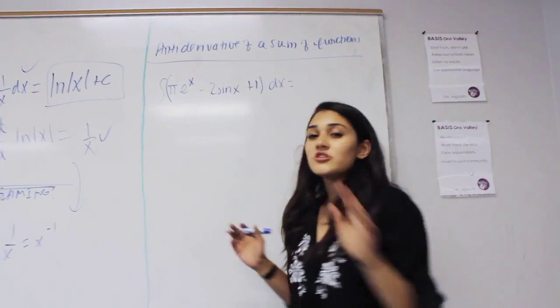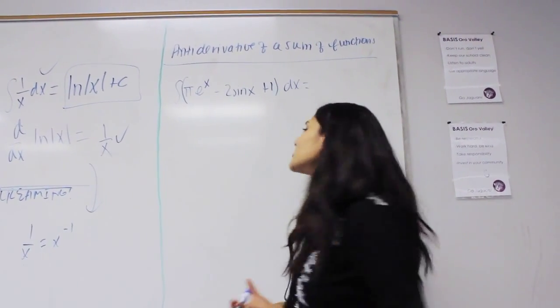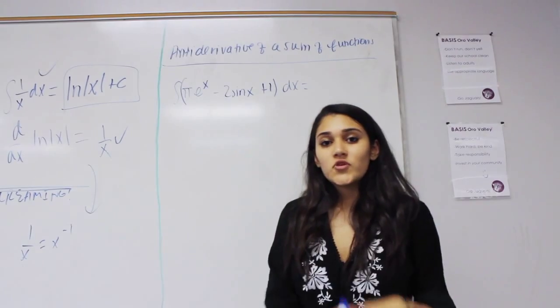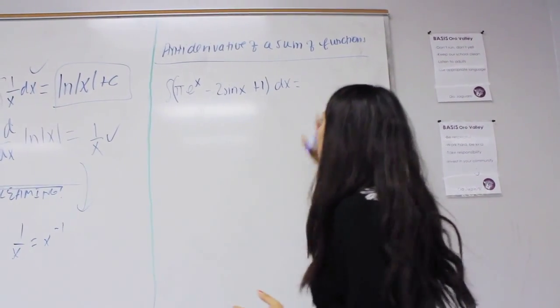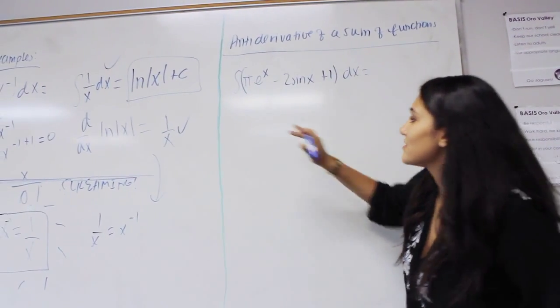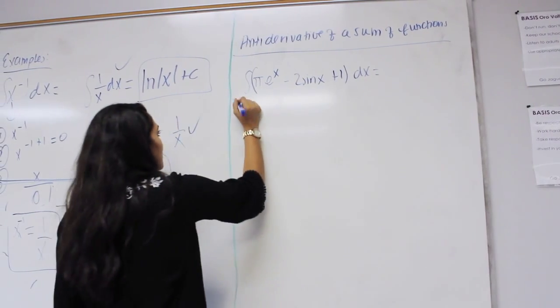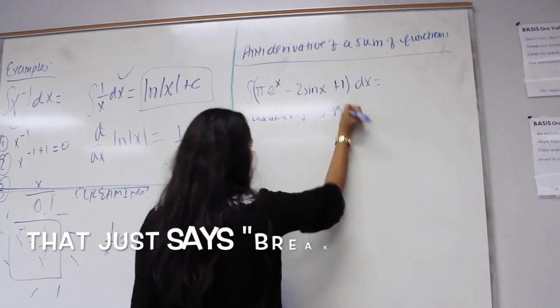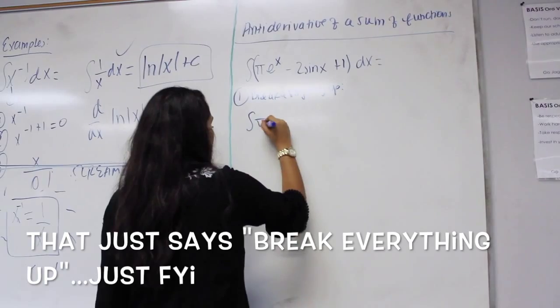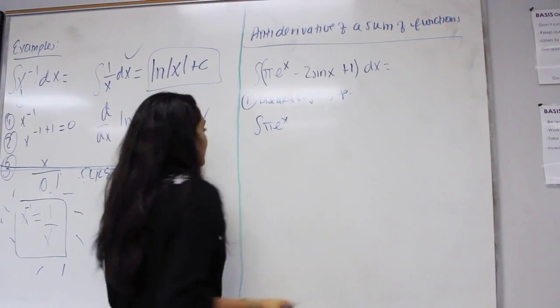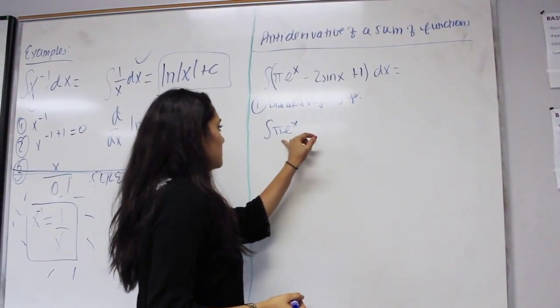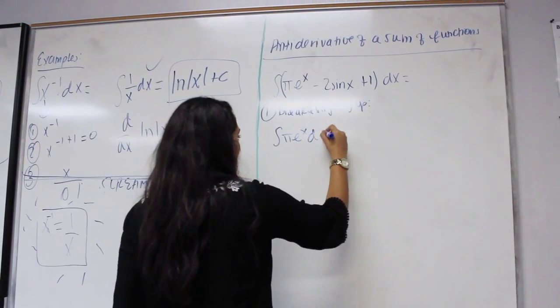So this looks a little scary, but it's not that scary at all, actually. What we're going to do is we're just going to break everything up because you're taking the derivative of all of this. So, first step, break everything up. Okay. I'm going to take the antiderivative of pi e to the x.